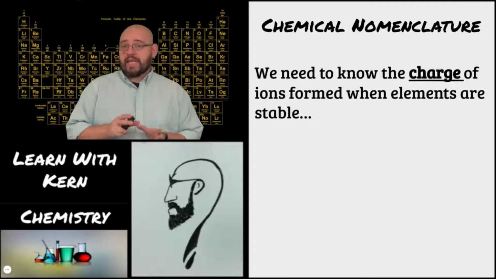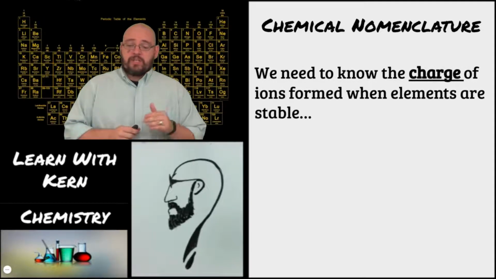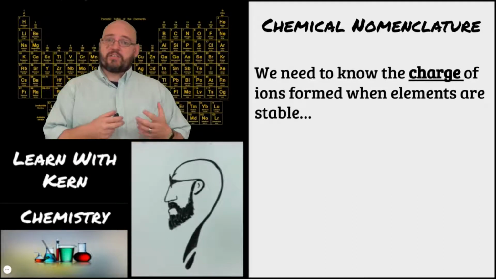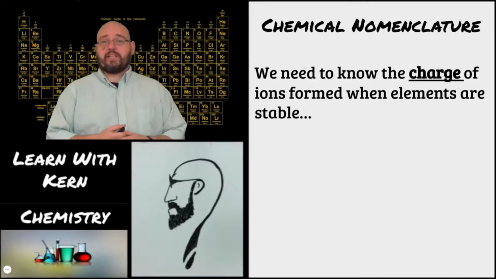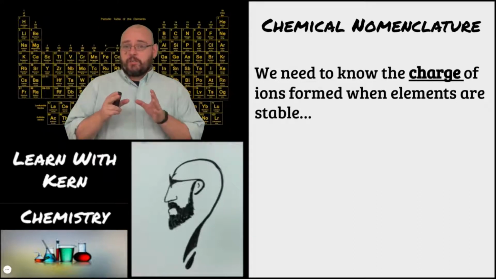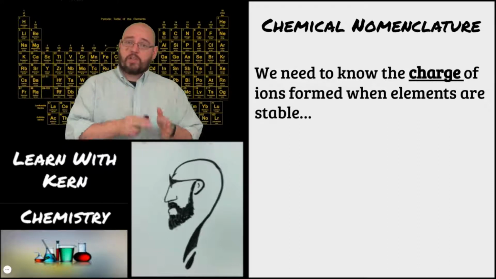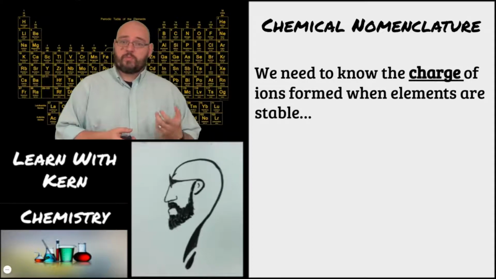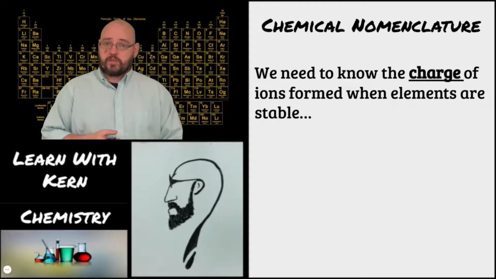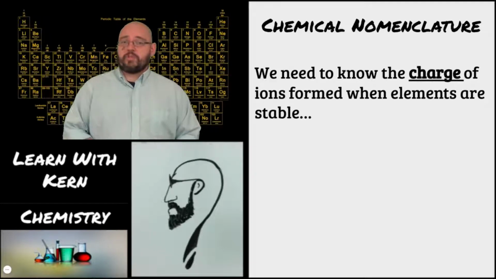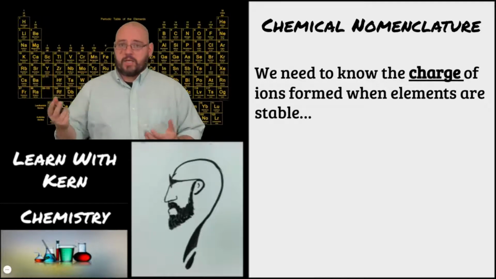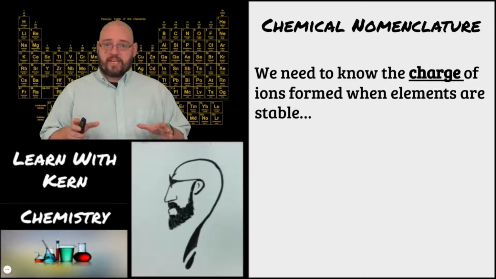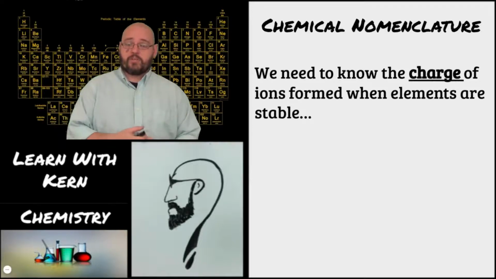Now, in order to name a binary ionic compound, you need to know the charge of the ions formed when the elements are stable, that oxidation state, that oxidation number, the charge number that we've talked about in a previous video. So you need to go back and look at that and know that the columns on the periodic table can help you with that. Your first column has a +1 charge, column 2 has a charge of +2, column 13 has a charge of +3, and then you have plus or minus 4, -3, -2, -1, 0, all of that we talked about in a previous video. You can go back and look at those.